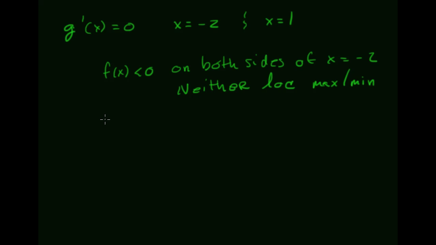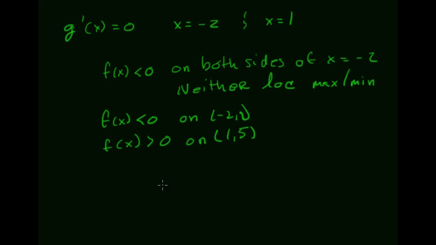However, there is a sign change at x equals 1. F of x is less than 0 on -2, 1, and f of x is greater than 0 on 1, 5. So this means I'm decreasing down to 1, and then I'm increasing, so this is going to be local min. All right, so that's it for problem 2. Let's keep rolling on here.